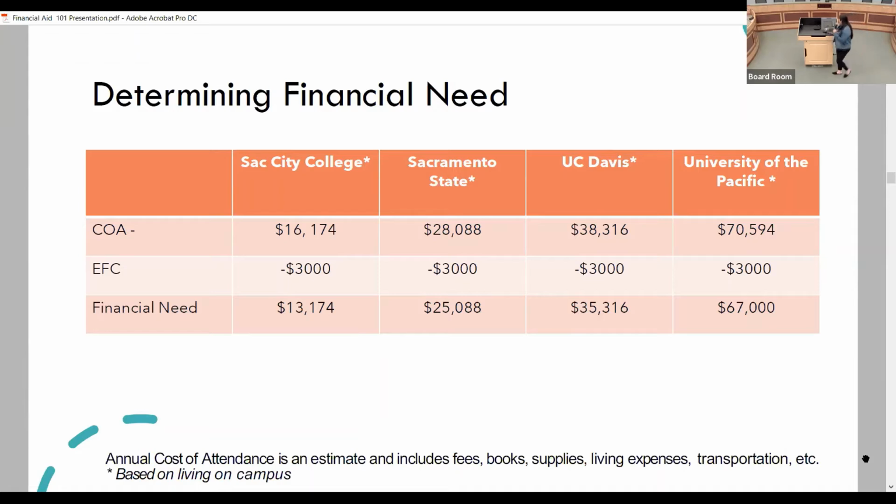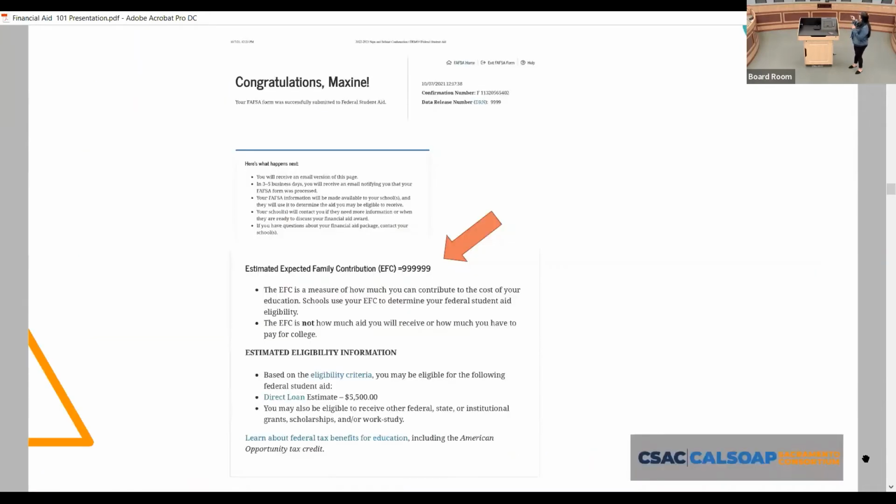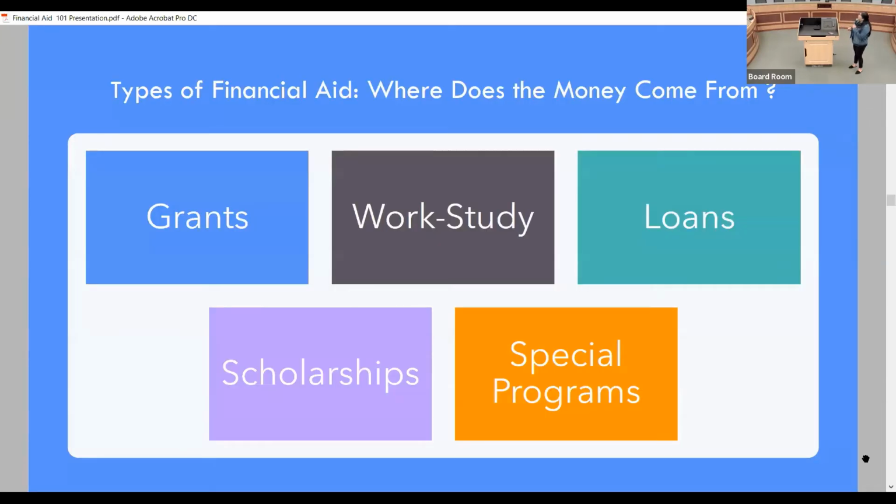Okay. So now let's talk about where it comes from. So if I need $67,000 and Mr. Herberto needs $25,000 and Mr. Connor needs $13,000, like where's all this money coming from, right? So it's coming from things like grants, work studies, loans, scholarships, and special programs. So let's look into all of these pots.